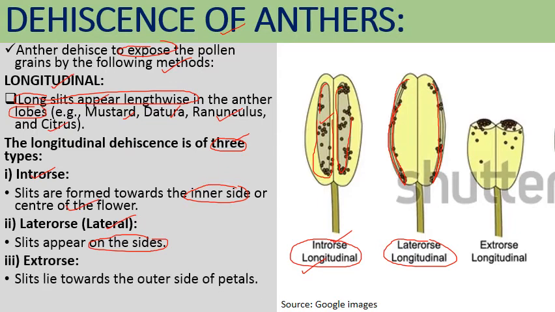And third one is the extrose longitudinal dehiscence. In this type, slits lie towards the outer side of the petal. जो slits हैं वो lie करते हैं towards the outer side of the petal. Petal के बाहर की side में present होते हैं slits, और वहाँ से pollen grains release होते हैं. This is extrose longitudinal dehiscence.